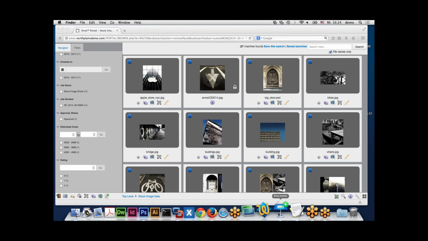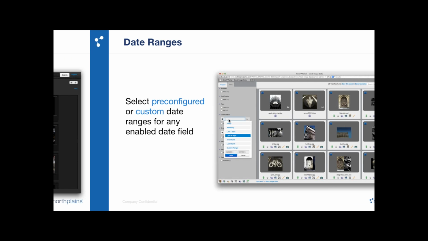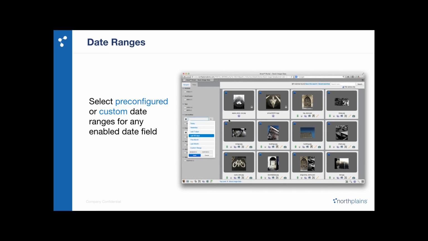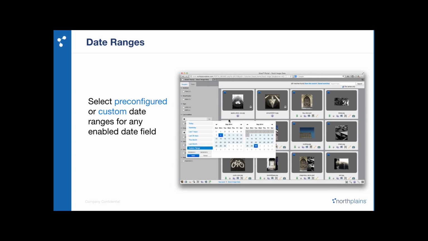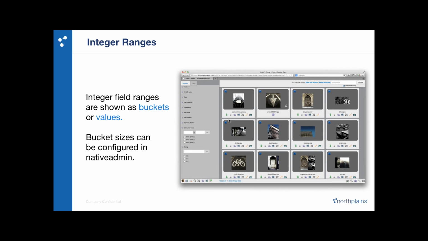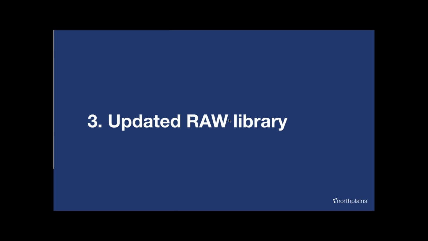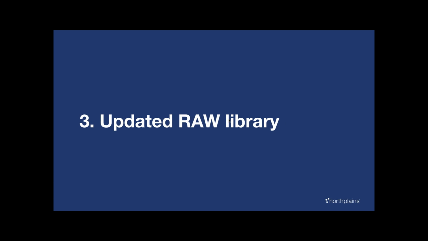Okay. I hope that makes sense. Just see what else we have. We're going to talk about pilot in a second. Here, just again, the date ranges, pre-configured date. There are custom ranges that you can set. Same for integer fields. We have bucket sizes or ranges, as well as single values.